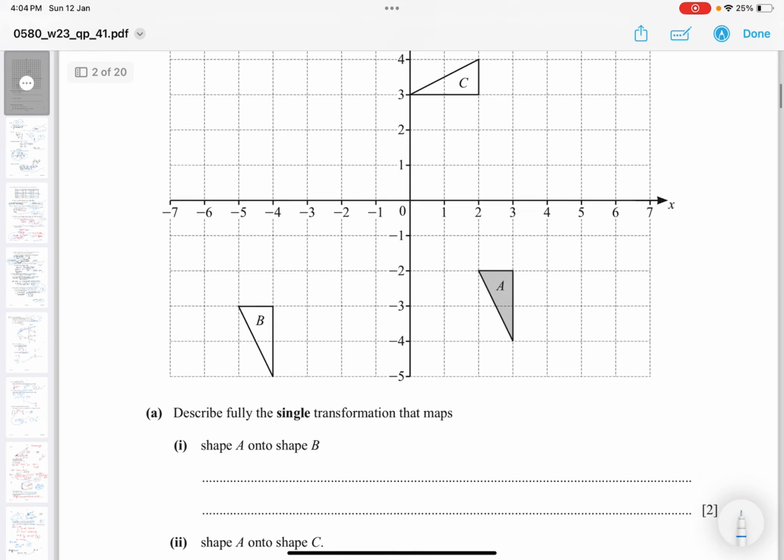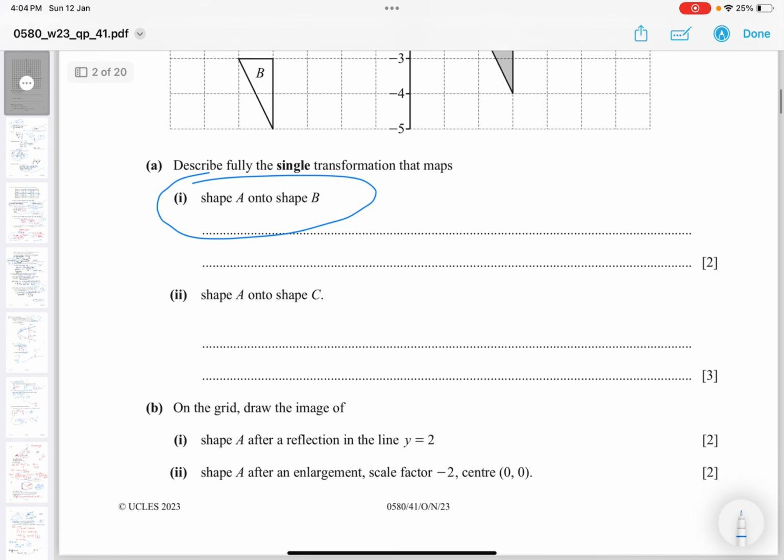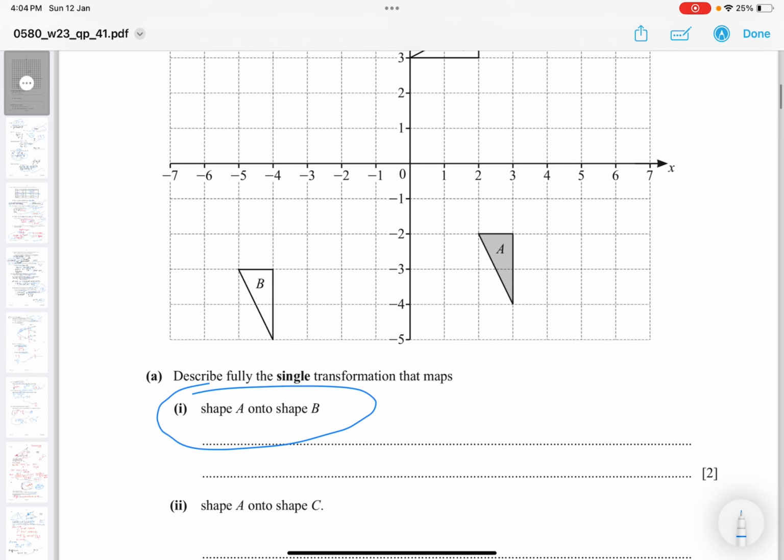Last but not the least. So the last question is shape A onto shape B. So let us mark these 2 points and see 1, 2, 3, 4, 5, 6, 7. So negative 7, because we write x is to y, right? And we are moving left, so negative 7. And 1 down, that means negative 1. So negative 7, negative 1.